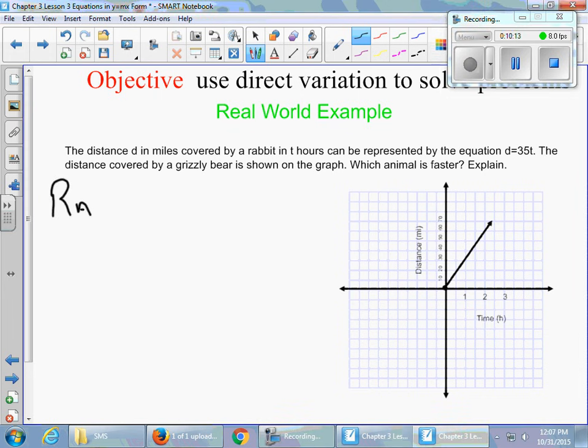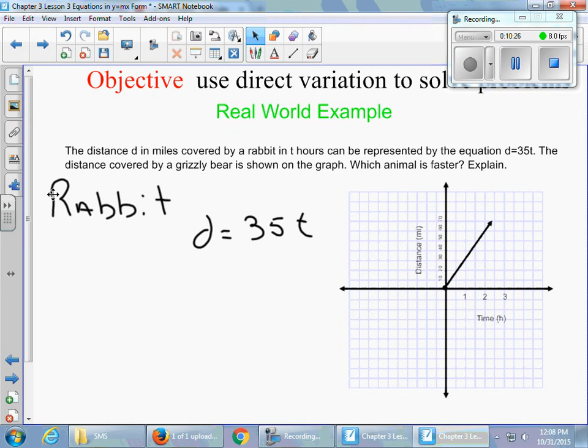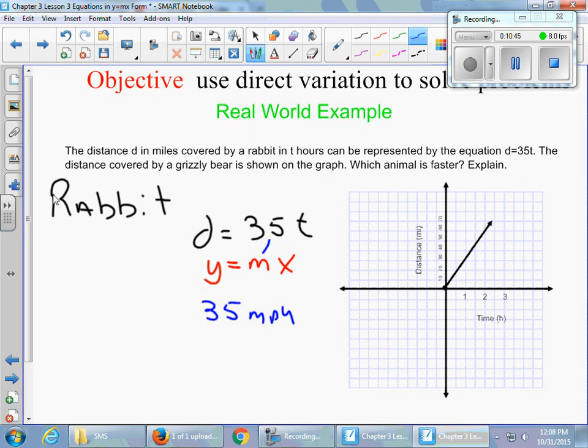With a word problem, it's always good to write down or draw whatever information you're given. Rabbit is represented as d equals 35t, distance over time, very similar to our y equals mx. So we can say the unit rate of our rabbit is going to be 35 miles per hour. 35 is our constant. So the rabbit's going to run 35 miles per hour.